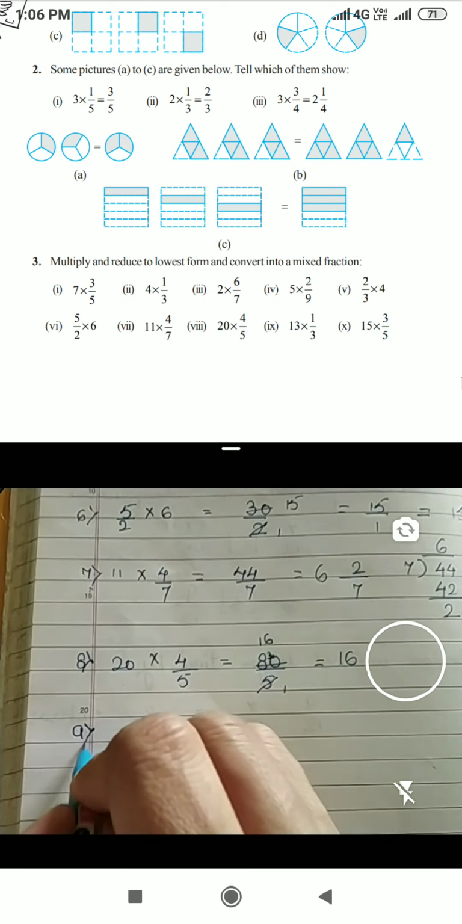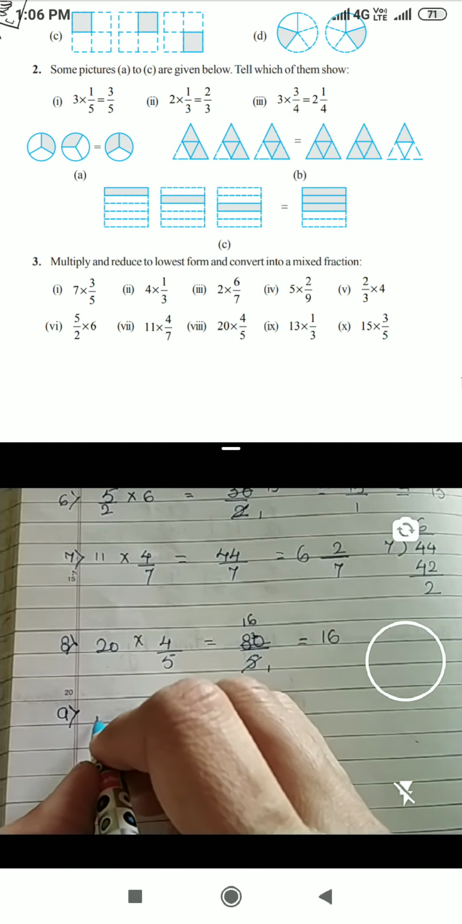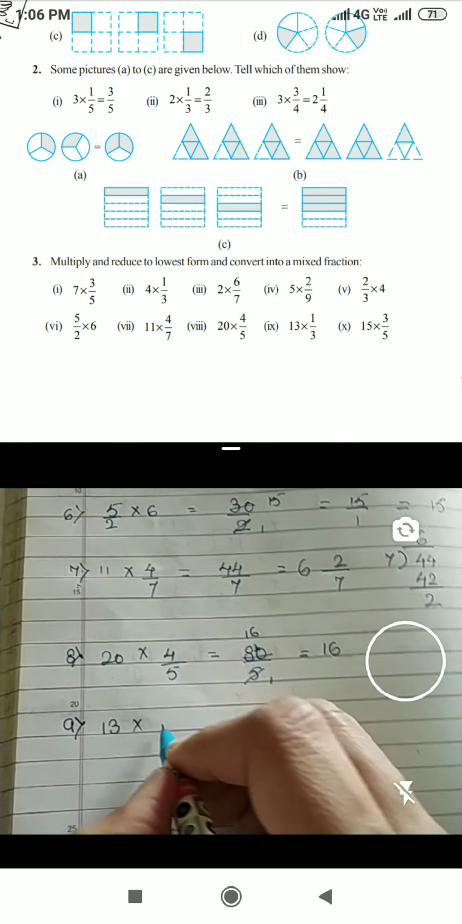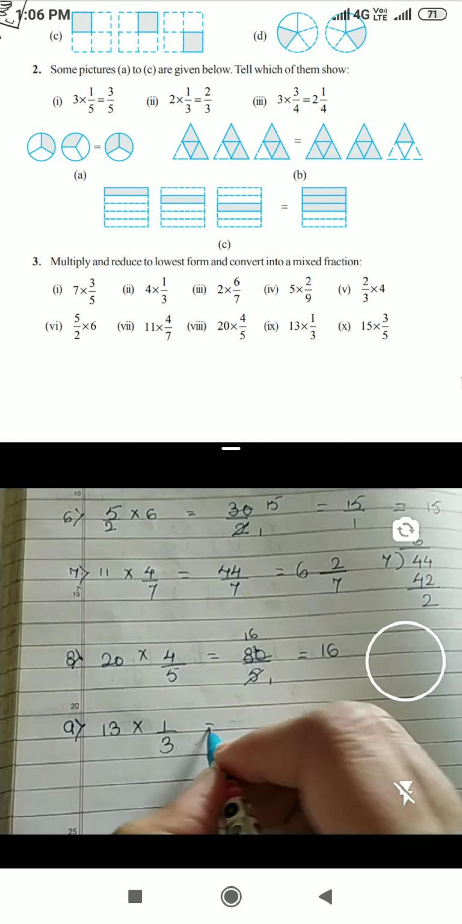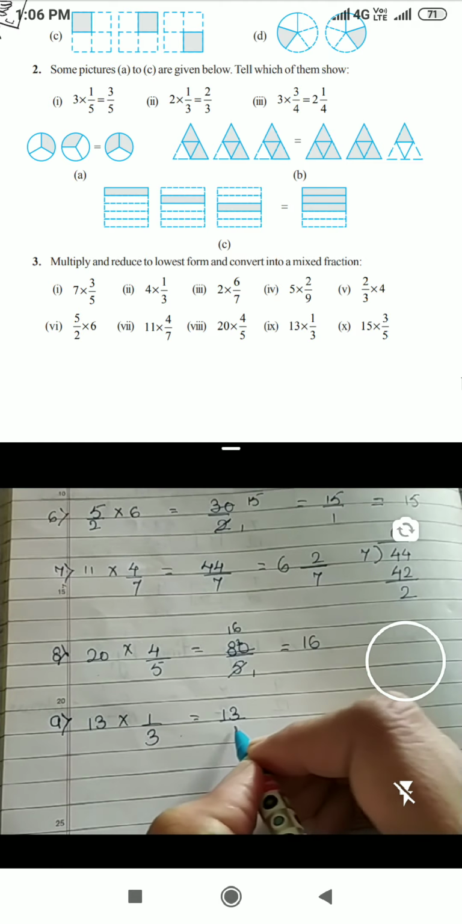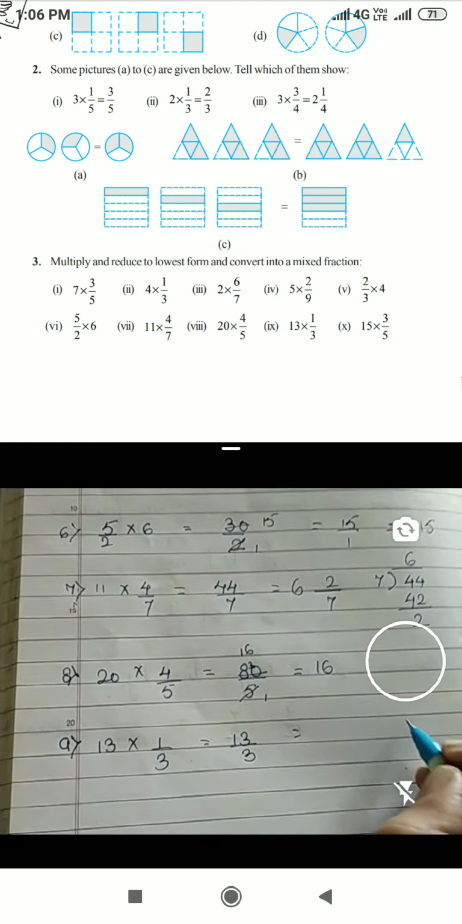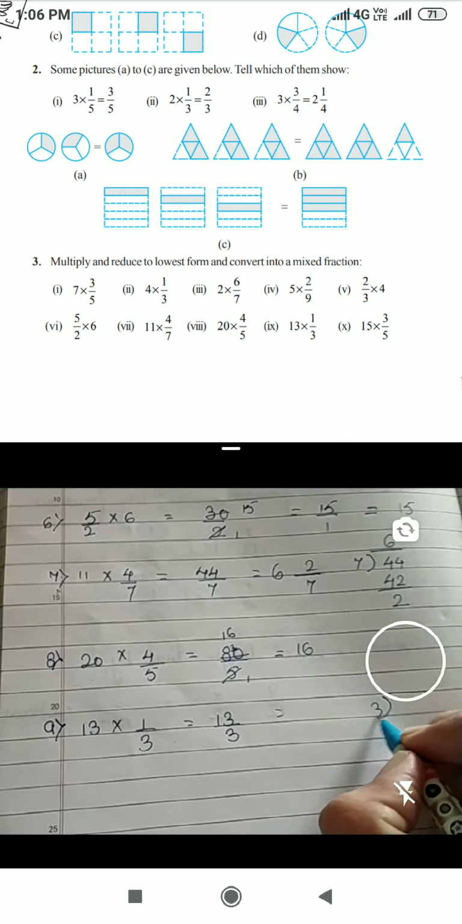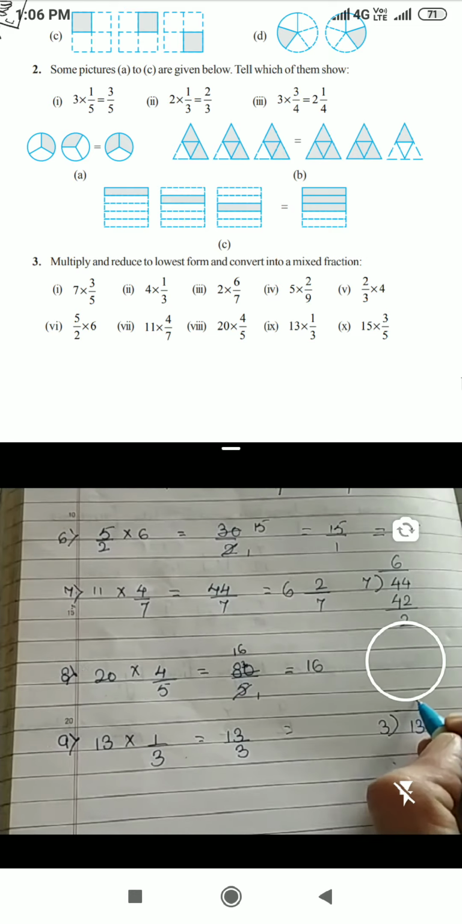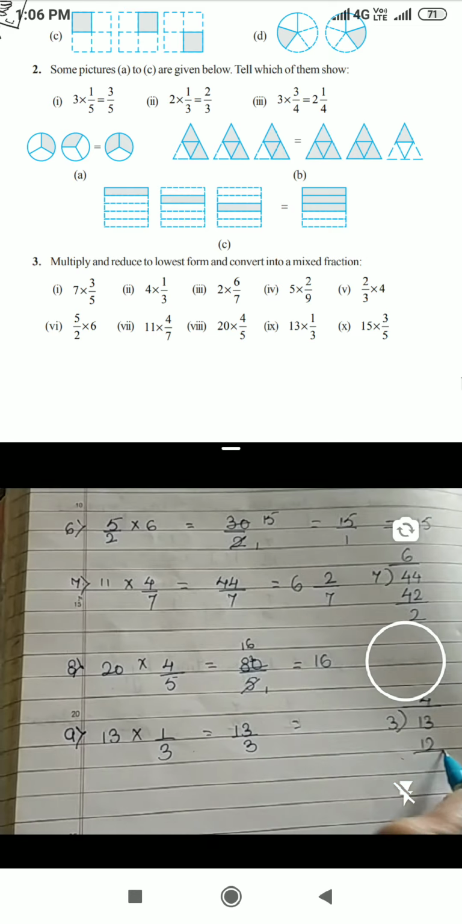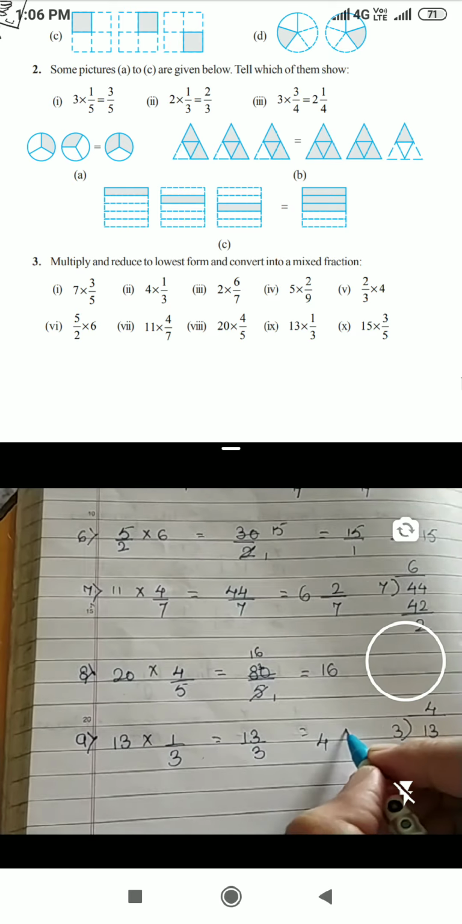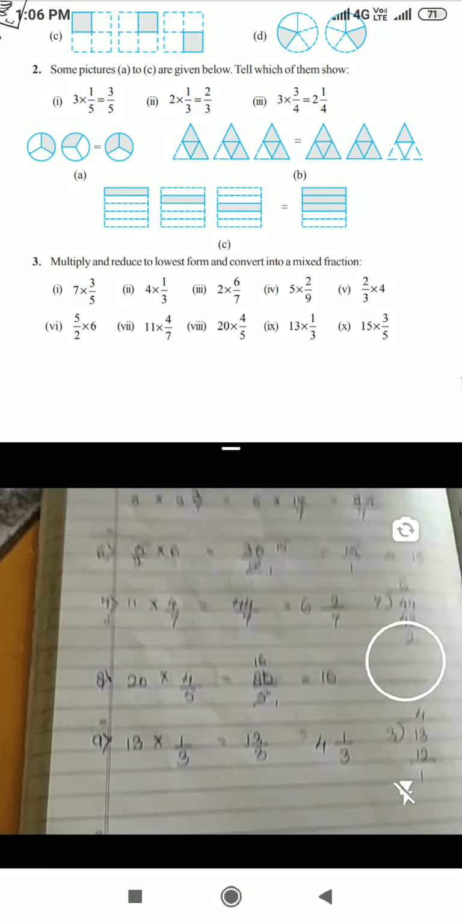Next, 9th. 13 into 1 upon 3. 13 ones are 13, 13 upon 3. Now come on, we'll again do division, 3 and 13. 3 fours are 12, 1 remains, 4 whole, 1 upon 3.